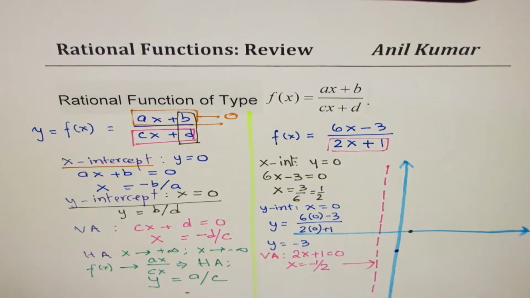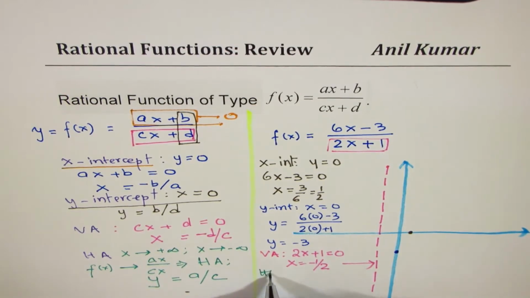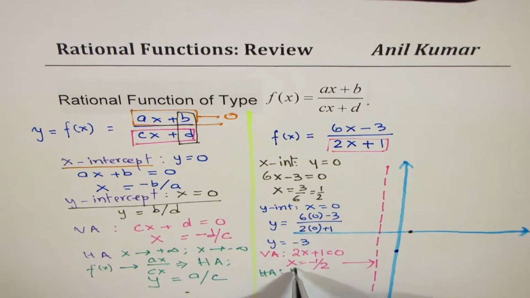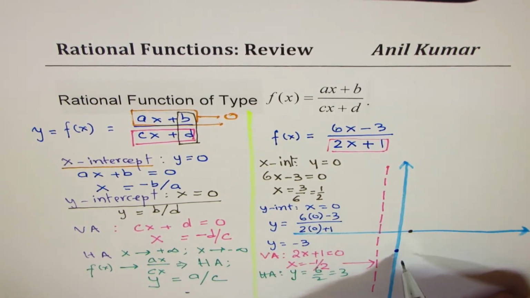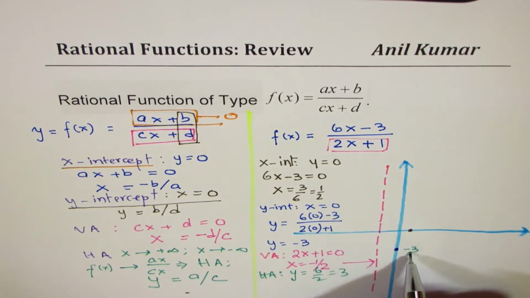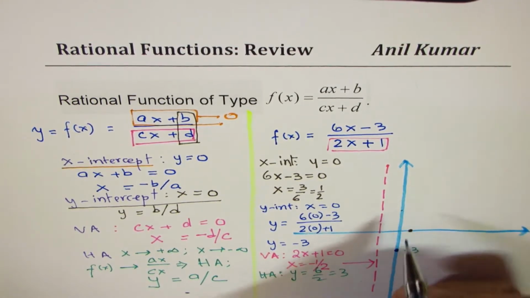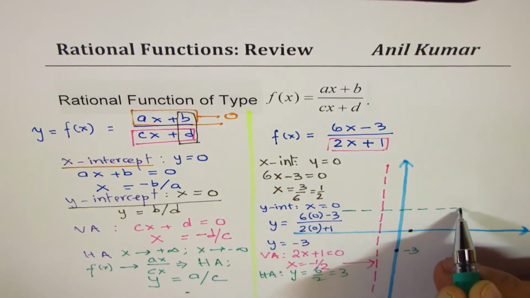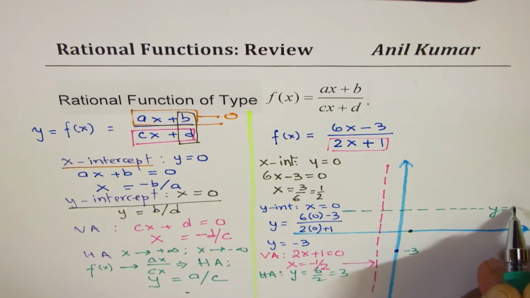Now let's figure out what the horizontal asymptote is. The horizontal asymptote is the ratio of these two, y equals 6 over 2, which is 3. So we are saying this is the y-intercept of minus 3. I'll just take a point here and then draw y equals 3. Does that make sense?